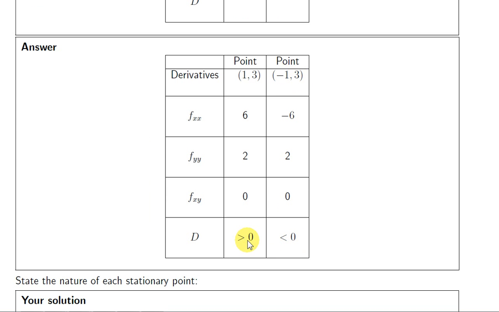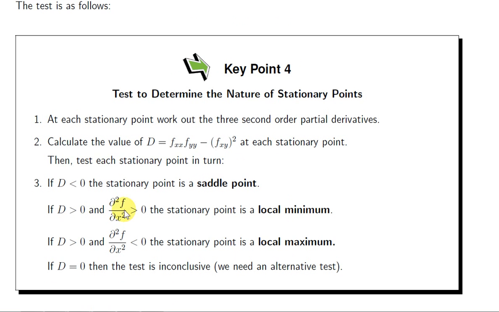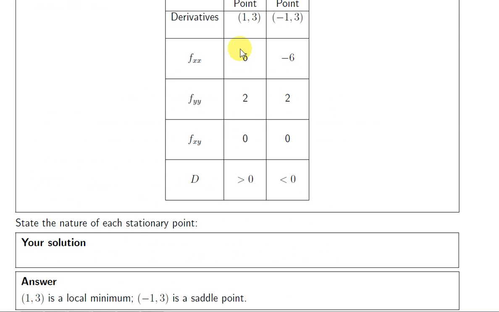If d is positive, we have to look to f sub xx and see if it's positive or negative. So here's the condition. If both d and the second derivative are positive, then the stationary point is a local minimum. That's the case here for the point (1, 3). So the point (1, 3) is a local minimum.